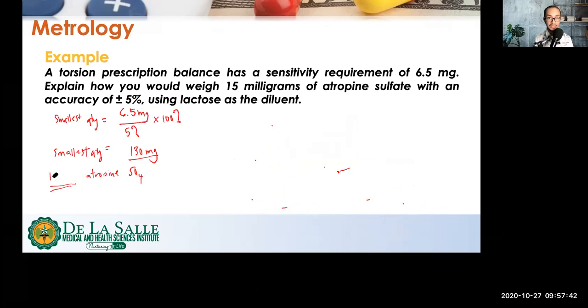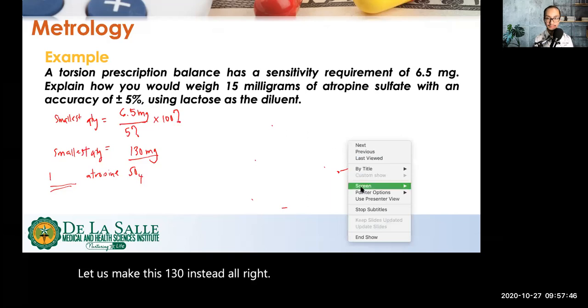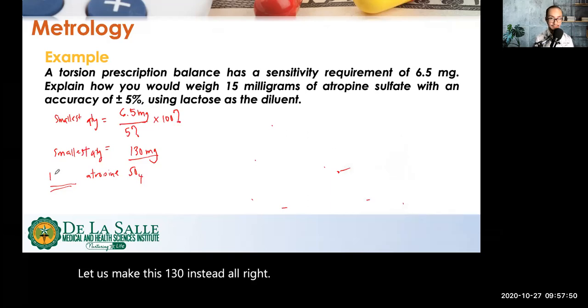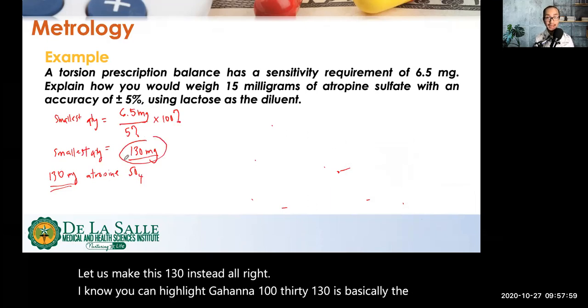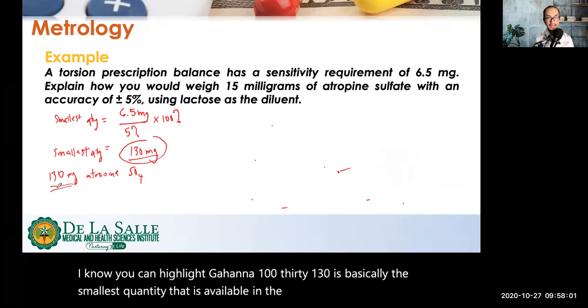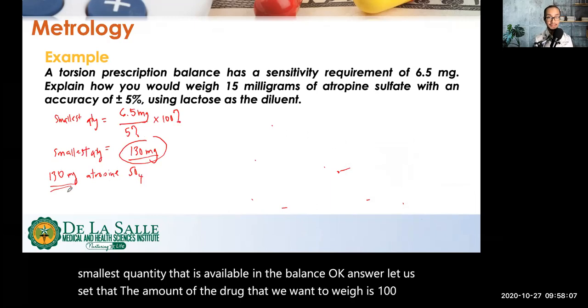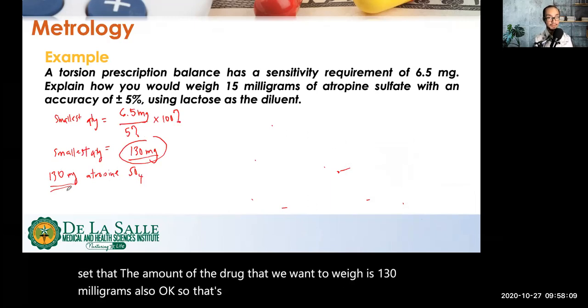Let us make this 130 instead. What is the significance of 130? 130 is basically the smallest quantity that is weighable in the balance. And so let us set that the amount of the drug that we want to weigh is 130 milligrams also. So that's 130 milligrams of atropine sulfate.